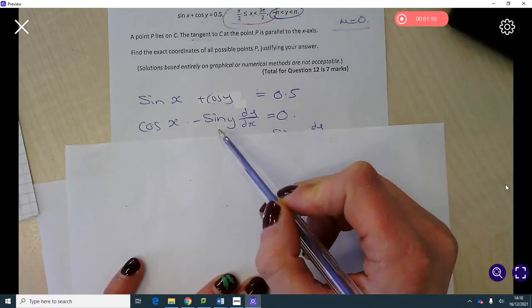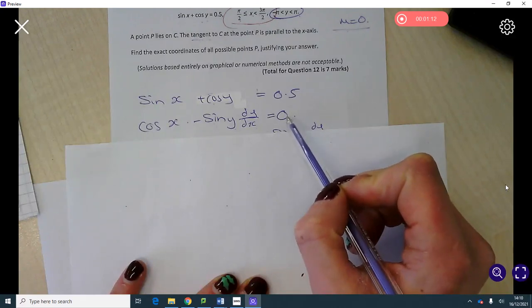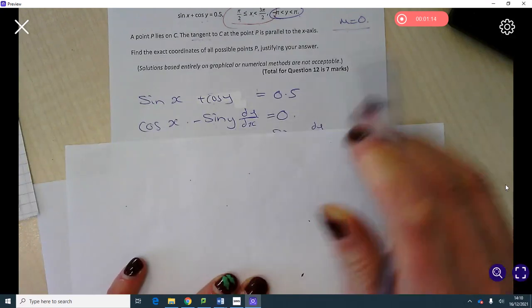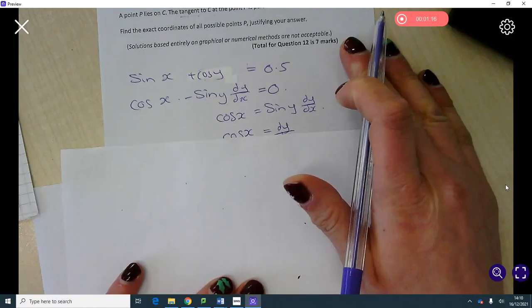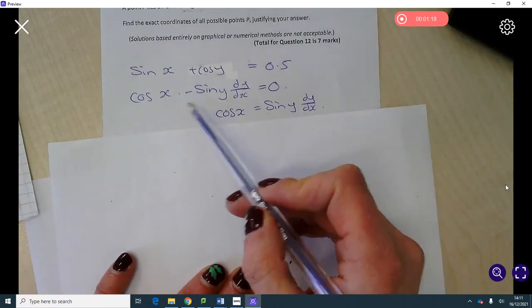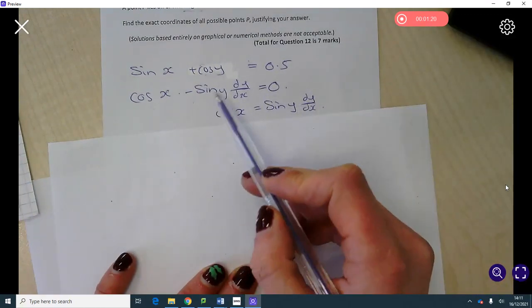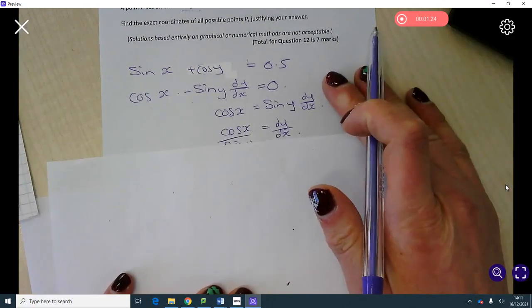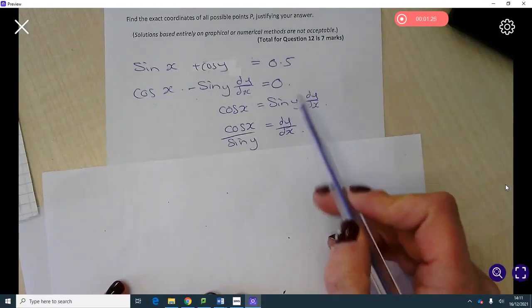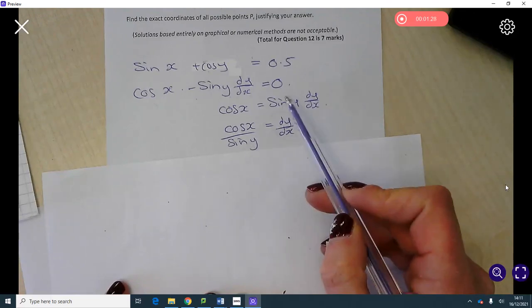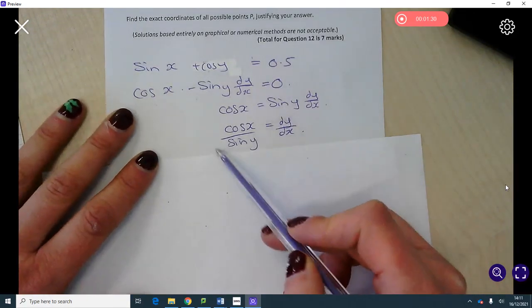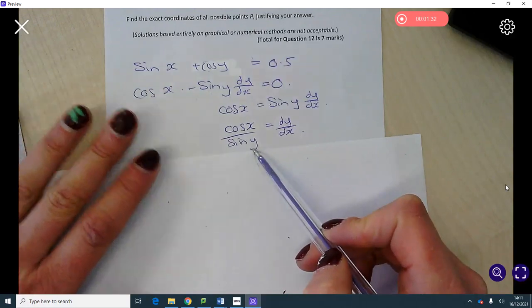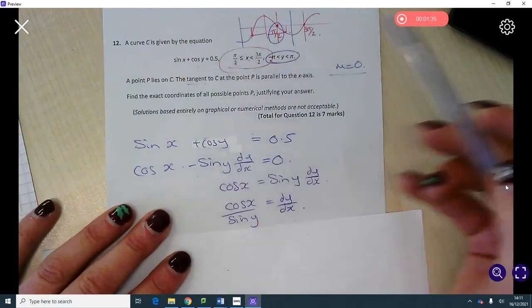This is implicit differentiation, if you want to look it up in the book. I've rearranged this. So I've just added sin y dy dx to both sides to make it positive. We want the gradient function. We want dy dx on its own. So I've divided here by sin y. And this is the gradient function for this curve.